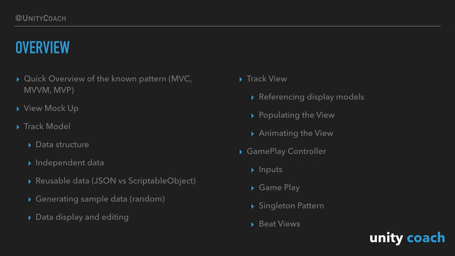And then we're going to touch on the track view, which is representing the track in the game view using some display models that we're going to reference, and then we're going to populate the view with those prefab objects, and then we're going to animate the view. And later we're going to touch on the gameplay controller, taking the inputs from the player, handling all the gameplay mechanics. We're going to touch on the singleton pattern, which allows us to access a controller or a game component wherever it is in the scene without having to manually reference it.